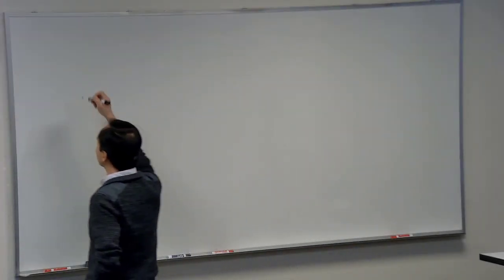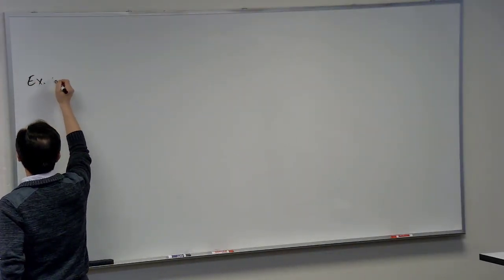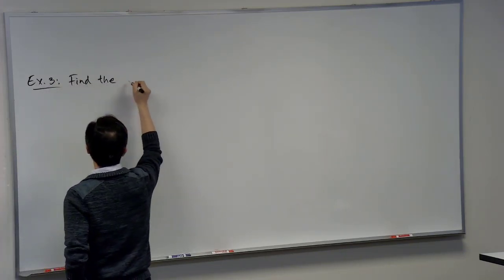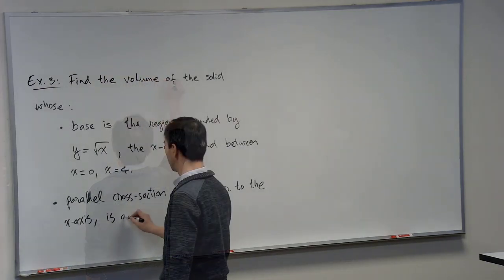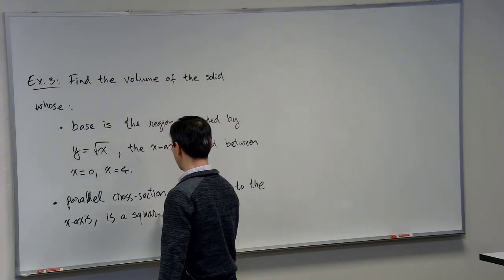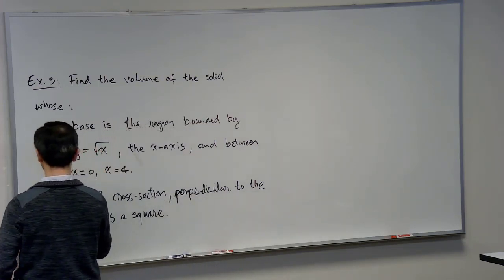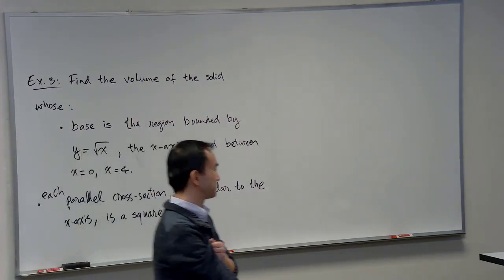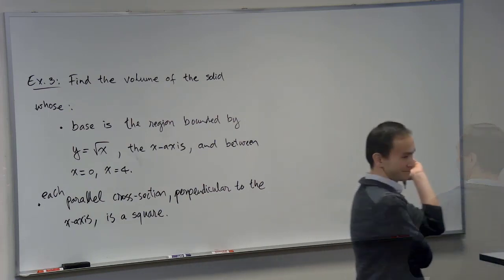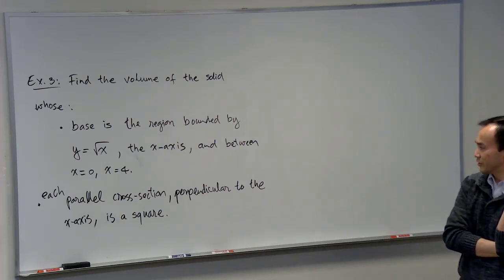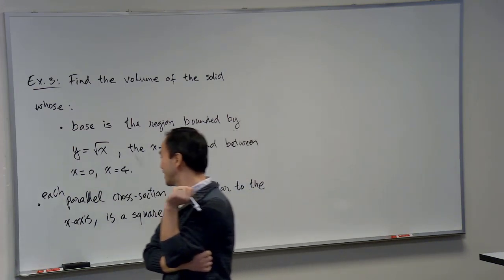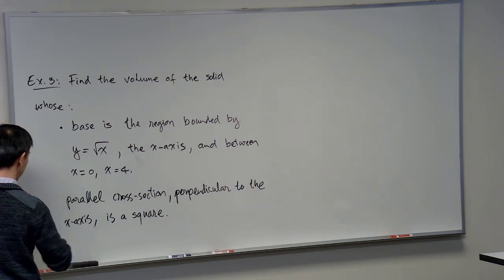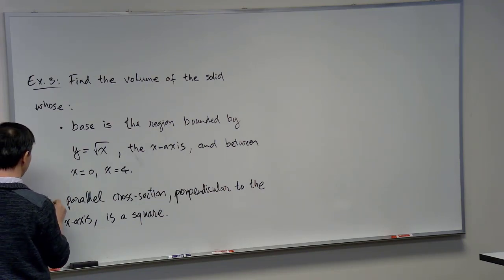Let's look at example 3 over here. Find the volume. Let's say each parallel cross section is square. Okay. So it's just a matter of reading the wording and trying to understand the picture with them. So each parallel. Sorry for the writing being a little cut off.